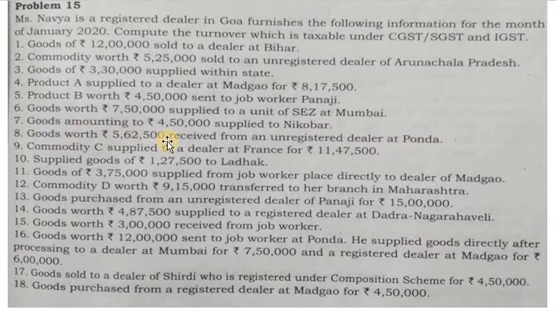So here goods are received. If you are receiving the goods, it becomes a purchase. But here you have received the goods from an unregistered dealer. Unregistered dealer means a dealer who has not registered under the GST Act. That means he will not pay any tax. Actually this unregistered dealer has to pay the tax, but he is not registered, he cannot pay the tax. That's why the receiver of the goods, that is Miss Navya, has to pay the tax.